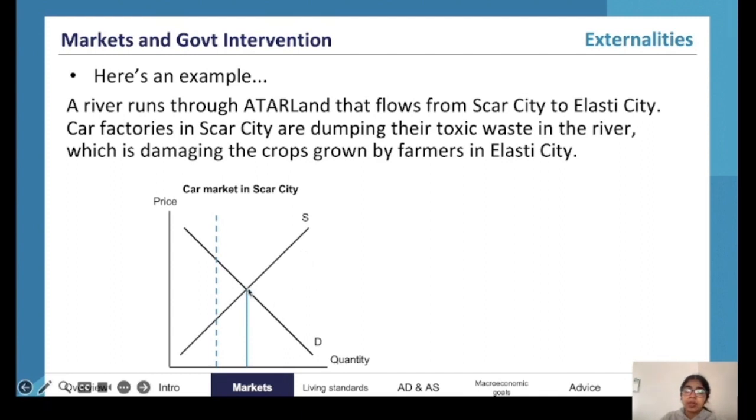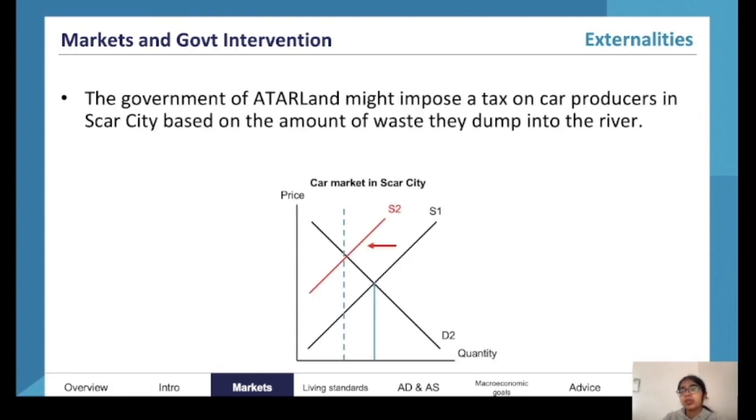It's at equilibrium. But if people realize the social cost of consuming these cars from these car factories, the demand might actually be lower. There might actually be fewer cars produced in the end. So the problem with a free market is the failure to realize those social costs. If the government of ATAR land, for example, put a tax on car producers in scarcity because they dump waste into the river, this is government intervention. This tax helps internalize the social cost. It helps realize what the social cost is, and it really puts a price on that social cost.